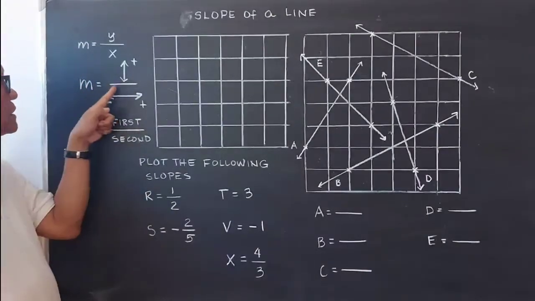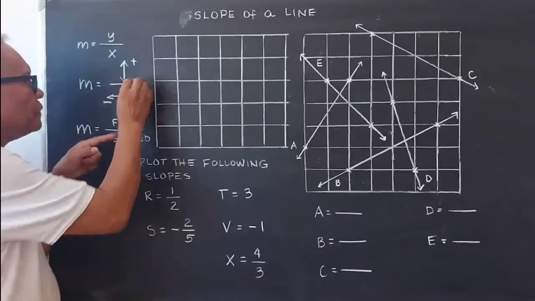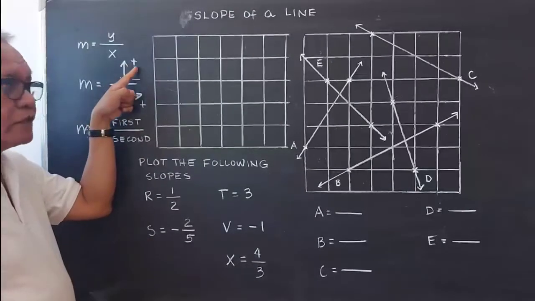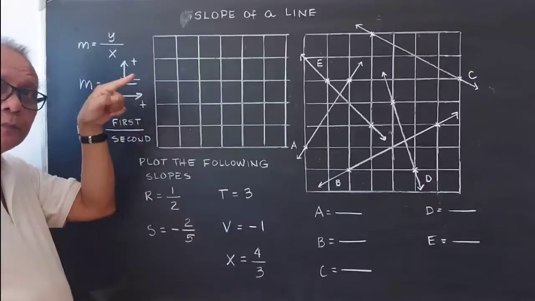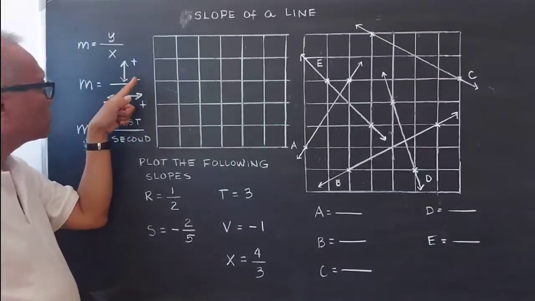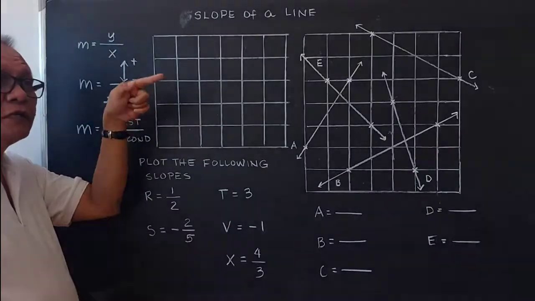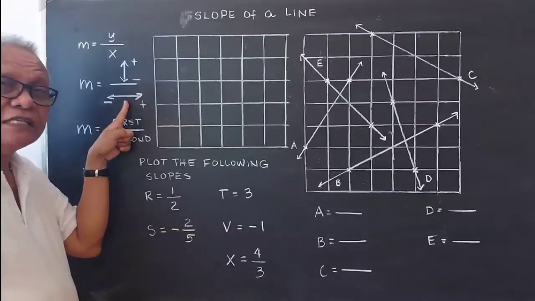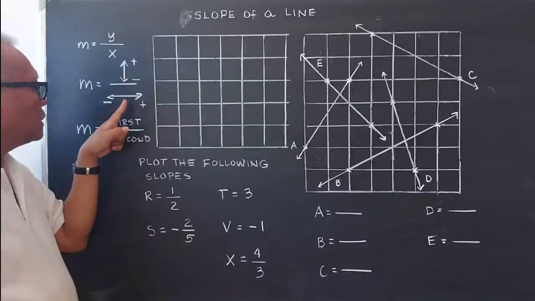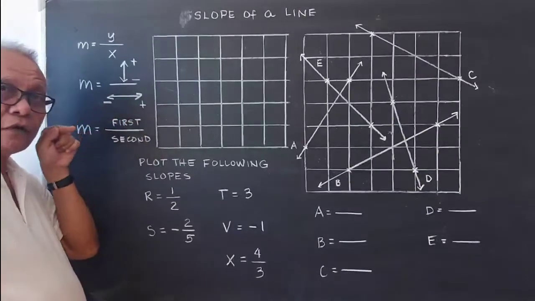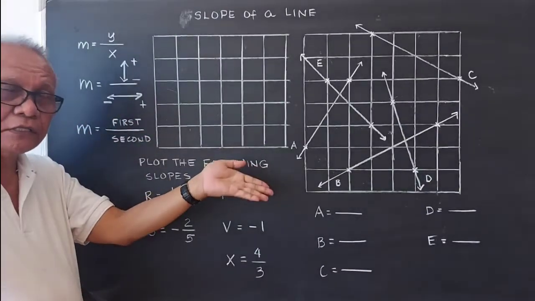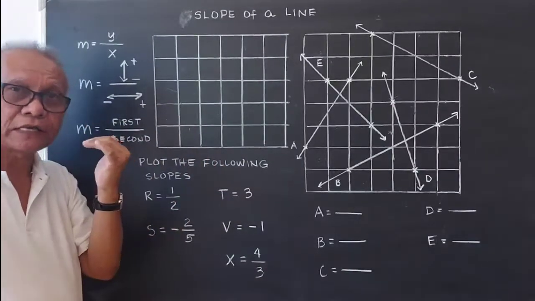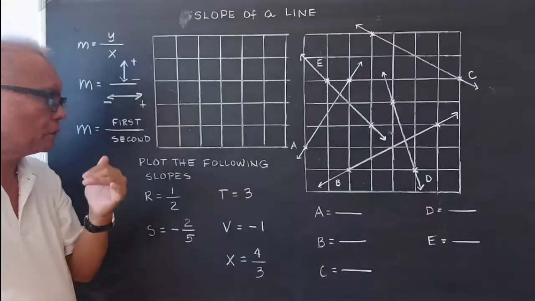Here, we do first the numerator. If the numerator is positive, then we rise up. If the numerator is negative, then we go down first. Afterwards, we use the denominator. If the denominator is positive, then we go to the right, and it's finished already. If the denominator is negative, then we go to the left. Then that's the end of our slope.